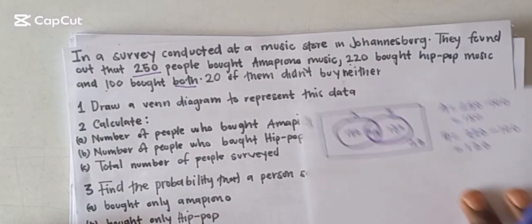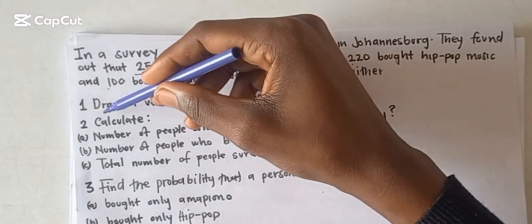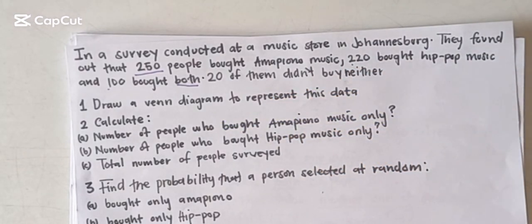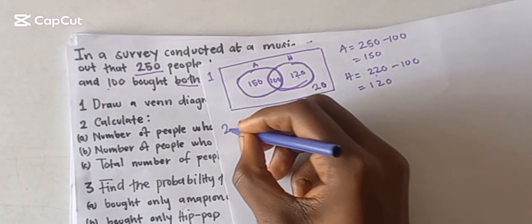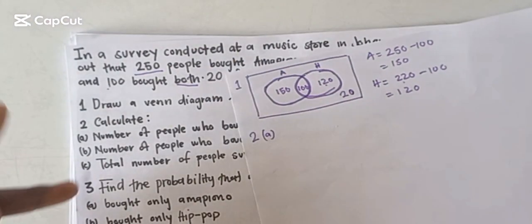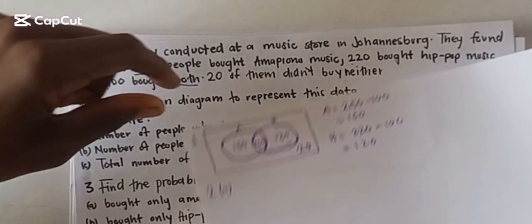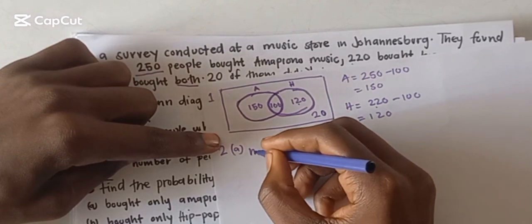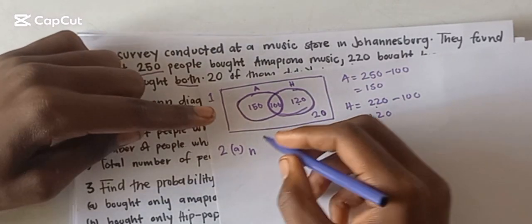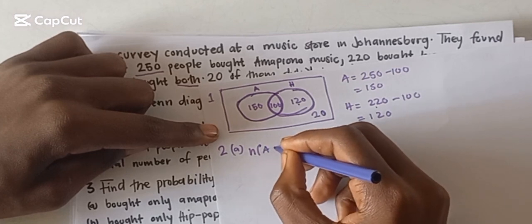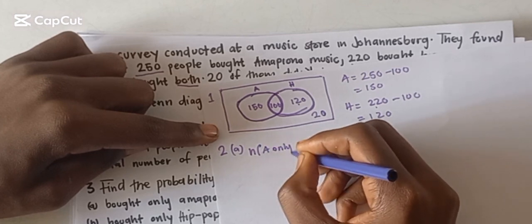So going to the second question. The second question says calculate the number of people who bought amapiano music only. You have to read the questions very carefully. So they want the total number of people who bought Amapiano only. Amapiano only, you know. So then we're going to find that kind of number, which is Amapiano only. Total number.